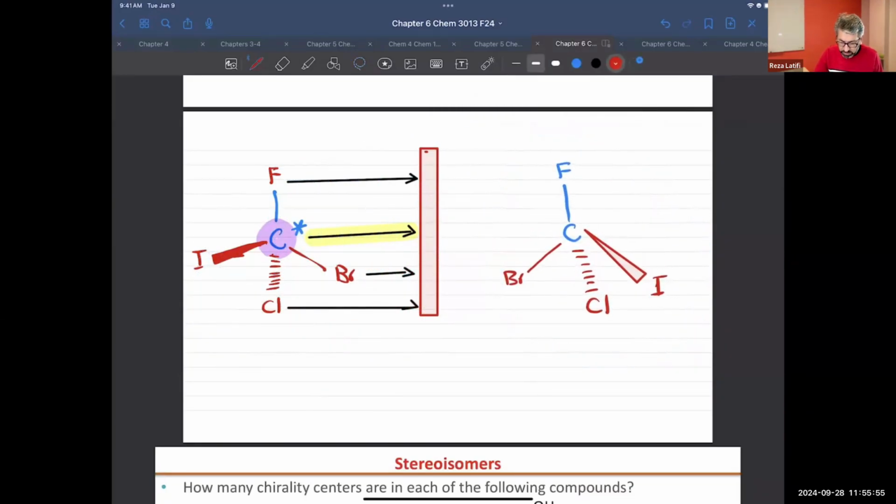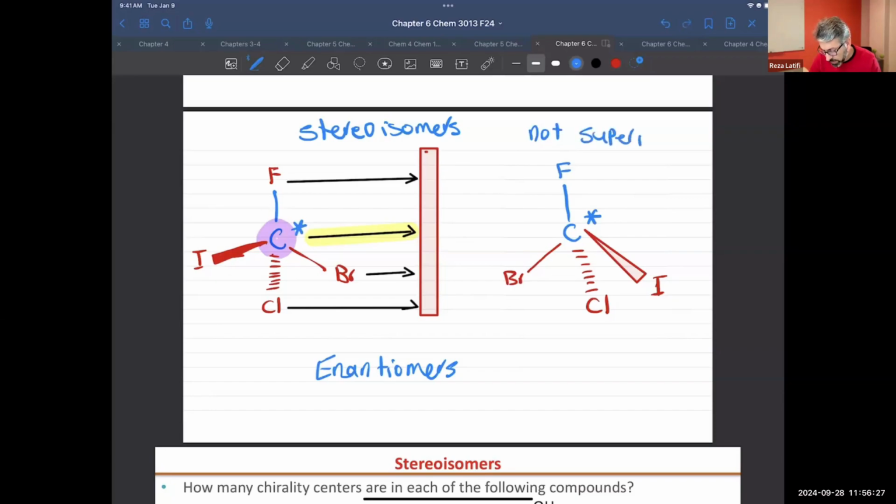So these two, I'm going to call them stereoisomers. We have two structures. They are mirror images of each other, but they are not superimposable, and that means you're dealing with enantiomers.